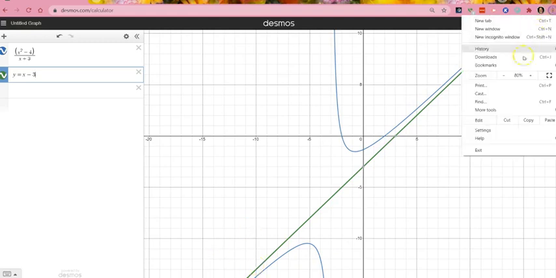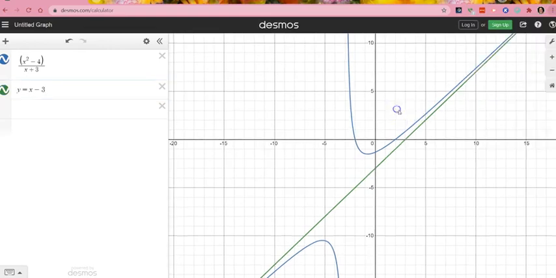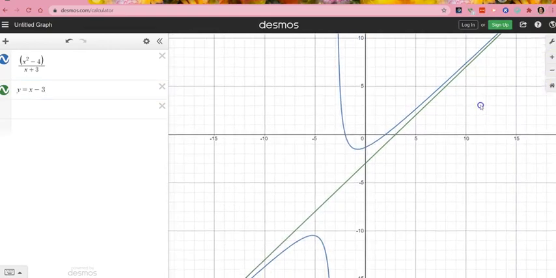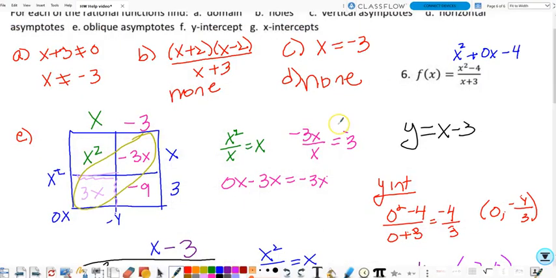I didn't mean to zoom this out. Okay, that's it. Make sure you can do all of this for the test. I think that's all I've got to say. All right, I hope this was helpful.